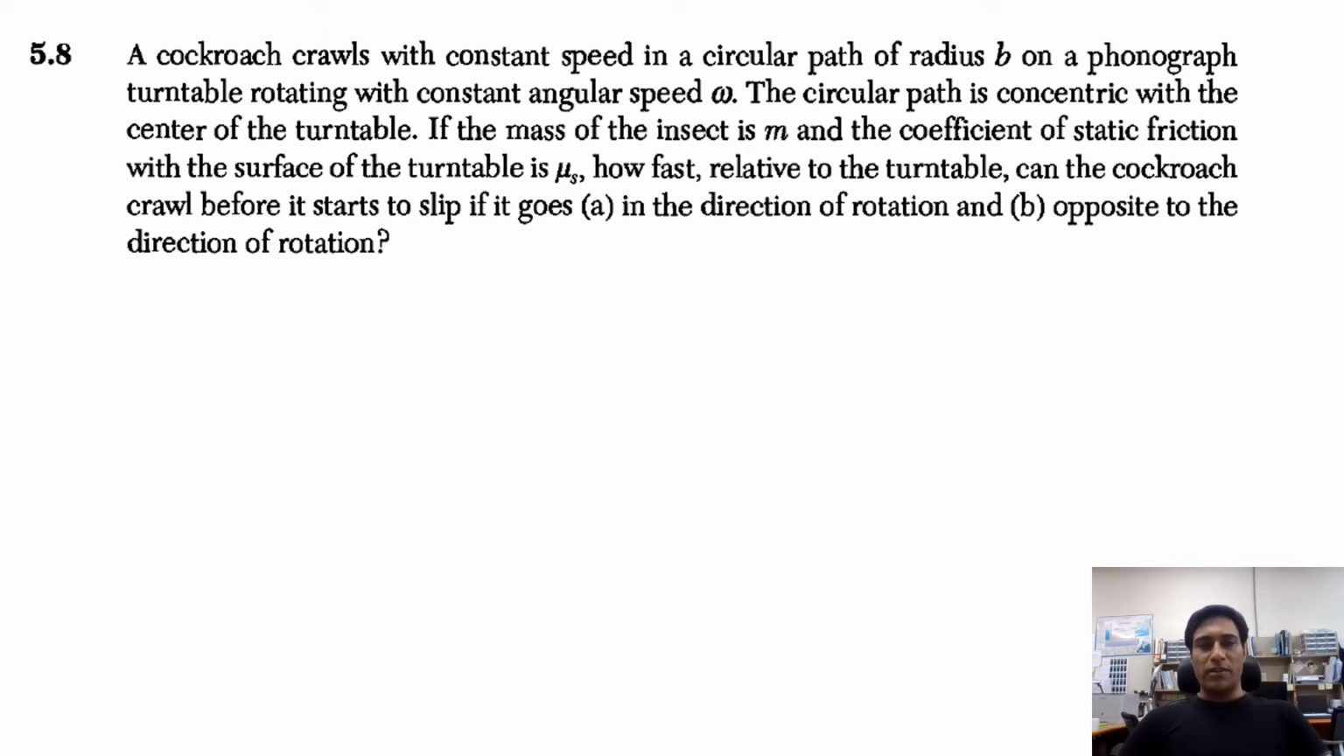If the mass of the insect is m and the coefficient of static friction with the surface of the turntable is μs, how fast relative to the turntable can the cockroach crawl before it starts to slip? If it goes in the direction of rotation, this is part A, and if it goes opposite to the direction of rotation, this is part B of this problem.